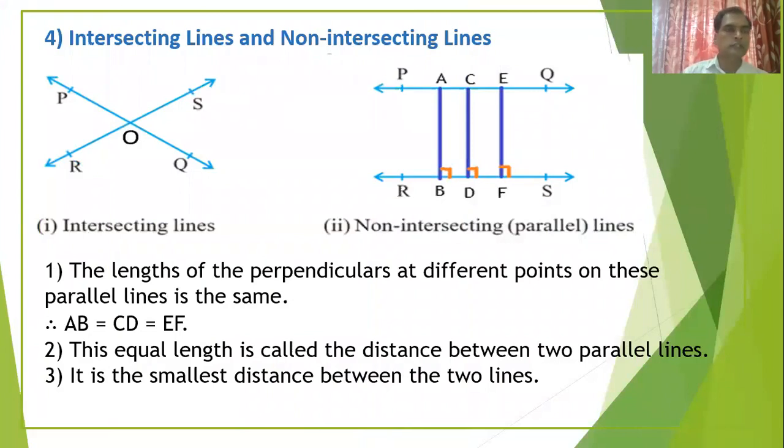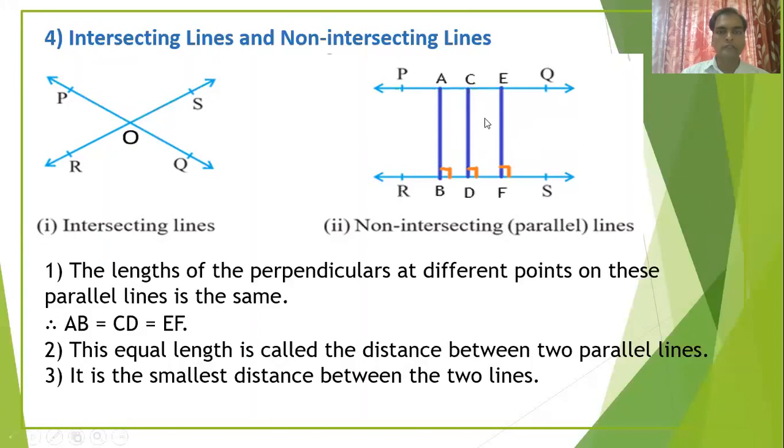Let's move to the next concept, that is intersecting lines and non-intersecting lines. You can see in diagram 1, there are two lines PQ and RS. They are meeting at point O. So, meeting or intersecting at point O, such types of lines are called intersecting lines. So in figure 1, PQ and RS are the intersecting lines.